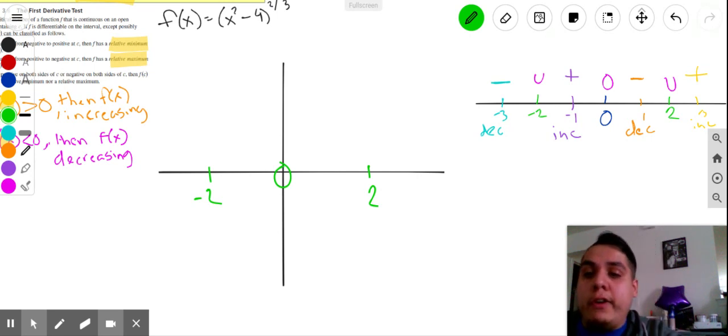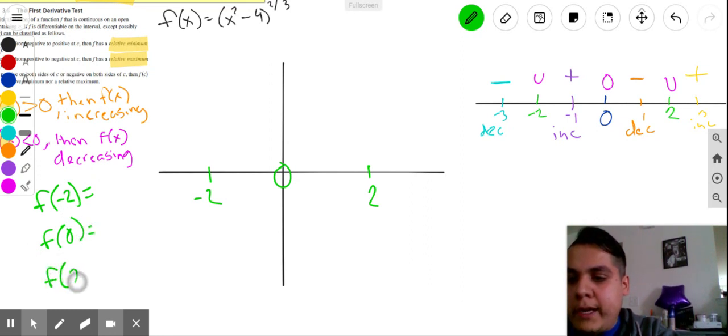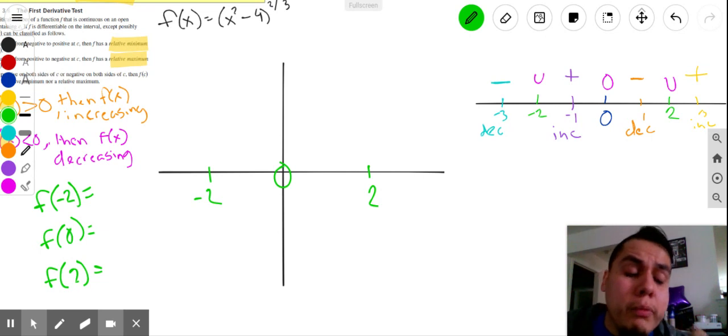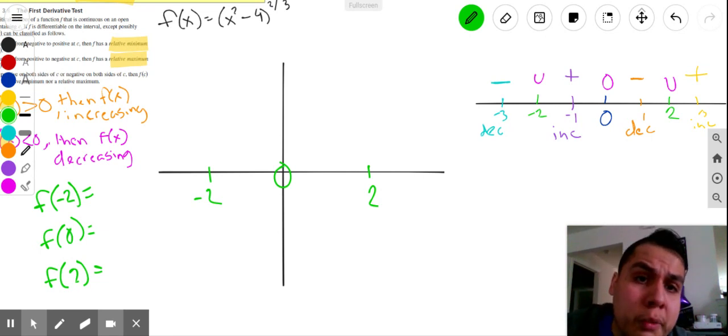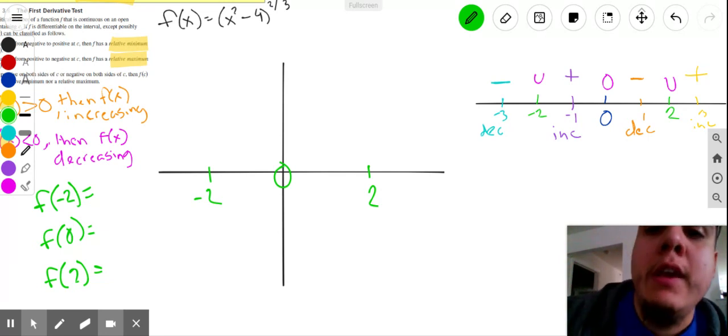So I need to figure out f of negative 2, f of 0, and f of positive 2. So notice I'm going back to the original. The first derivative tells me if I should expect the extrema. The original function tells me where exactly that coordinate point would be. So that's why I plug it back into the original.